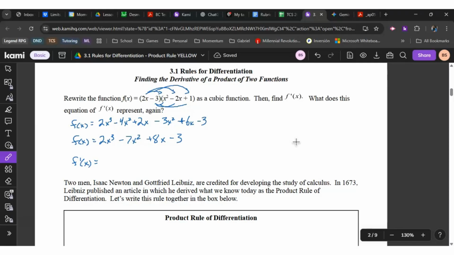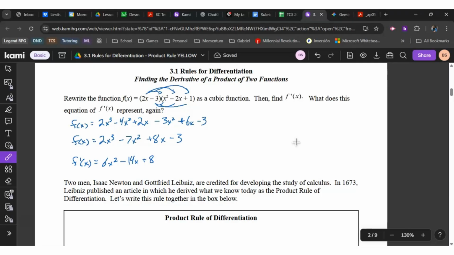What's the first part there? What's 2x cubed when you take the derivative? 6x squared. Good. And then here, 14x, and then 8. And why do I not need to write an x anymore? The exponent would become what? 0, and anything to the power of 0 is 1. So we don't bother. And then what's the derivative of a constant? 0. So it goes away as well.